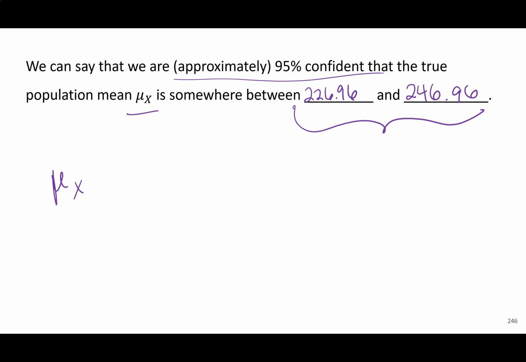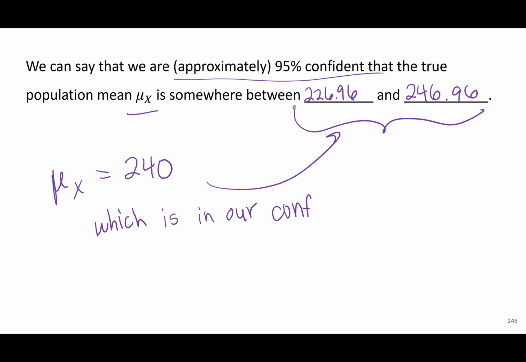So are you ready for what mu is? It's 240, which is in our confidence interval. So that means that we did a good job here. Our sample was a good sample. When we calculated a 95% confidence interval, it had mu inside of the interval. 240 is between 226.96 and 246.96. So this is good stuff.